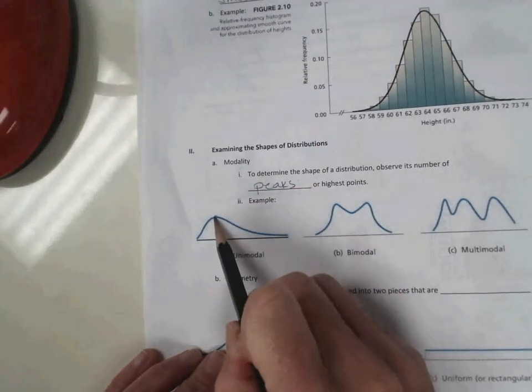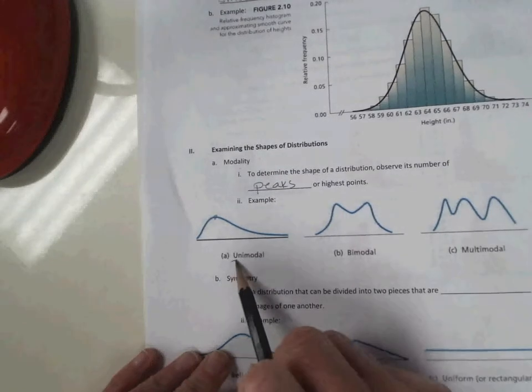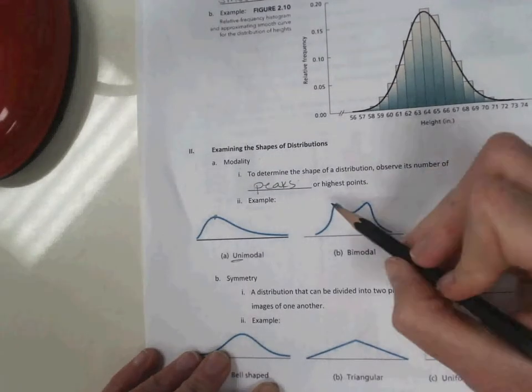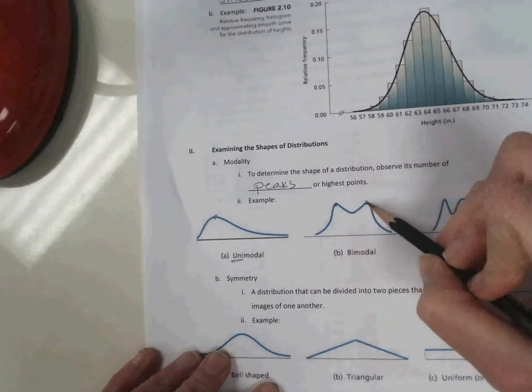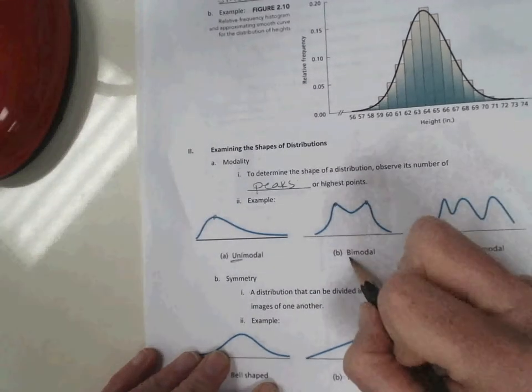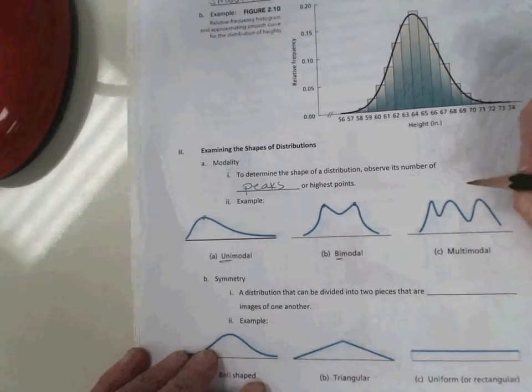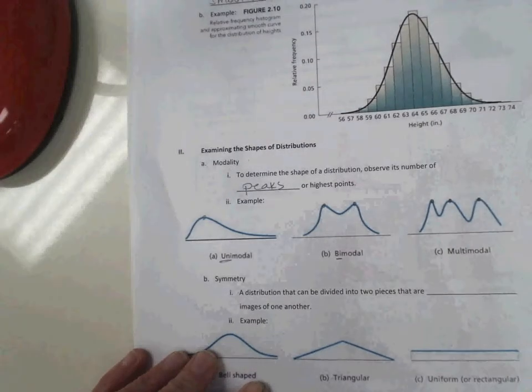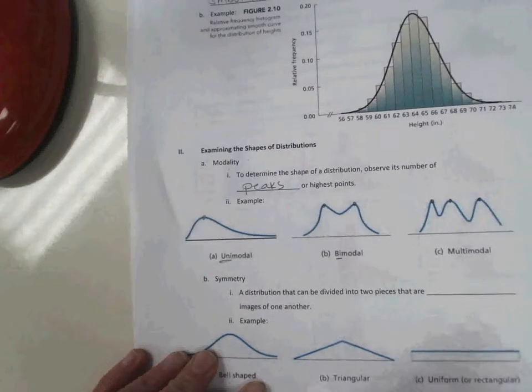Notice there is one highest point, unimodal. That means uni means one. Bimodal, you can see there are two highest points. Bimodal, two. And then multimodal, you can see there are multiple peaks there. Multimodal makes sense.